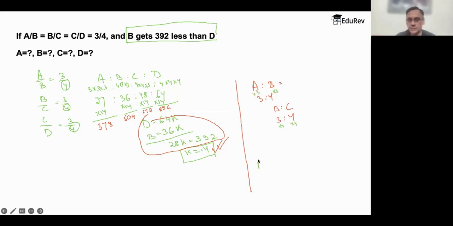Right? So A is to B is to C will become 9 is to 12 is to 16. And then C is to D is again 3:4. So if I have to make C same, obviously I'll have to multiply this with 3 and this with 16. So this also with 16, this also with 3, and this also with 3. So then A, B, C, D will be 9 into 3, 27, 12 into 3, 36, 16 into 3, 48, and 16 into 4, 64. So you'll get this way also.